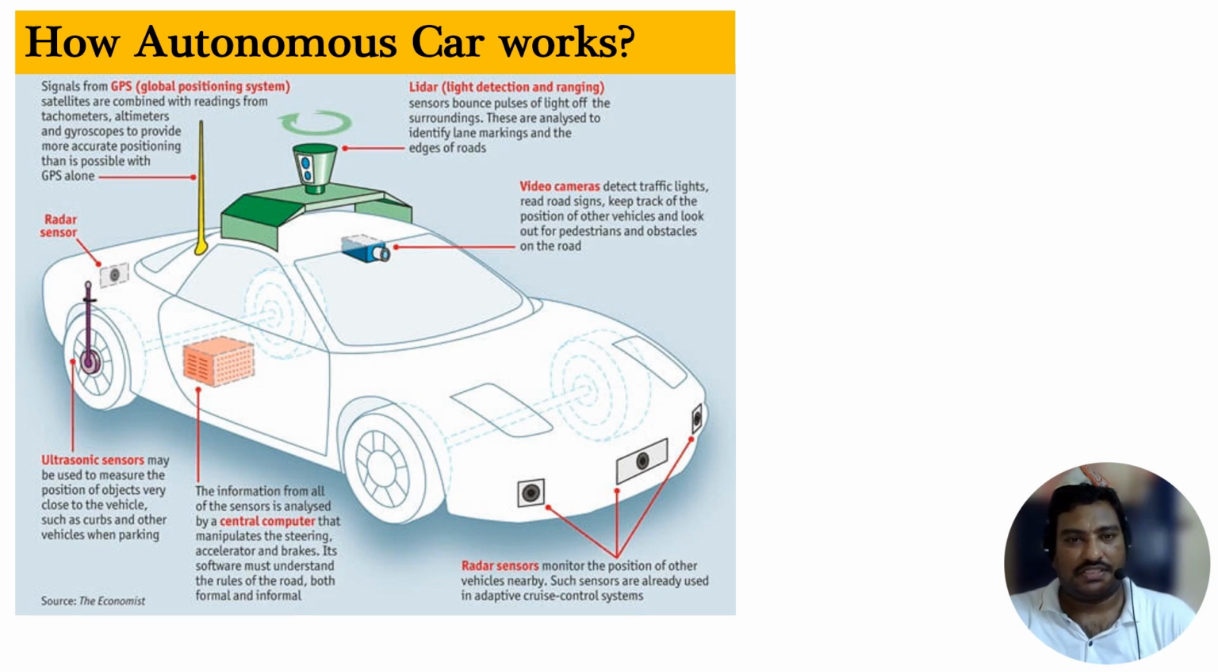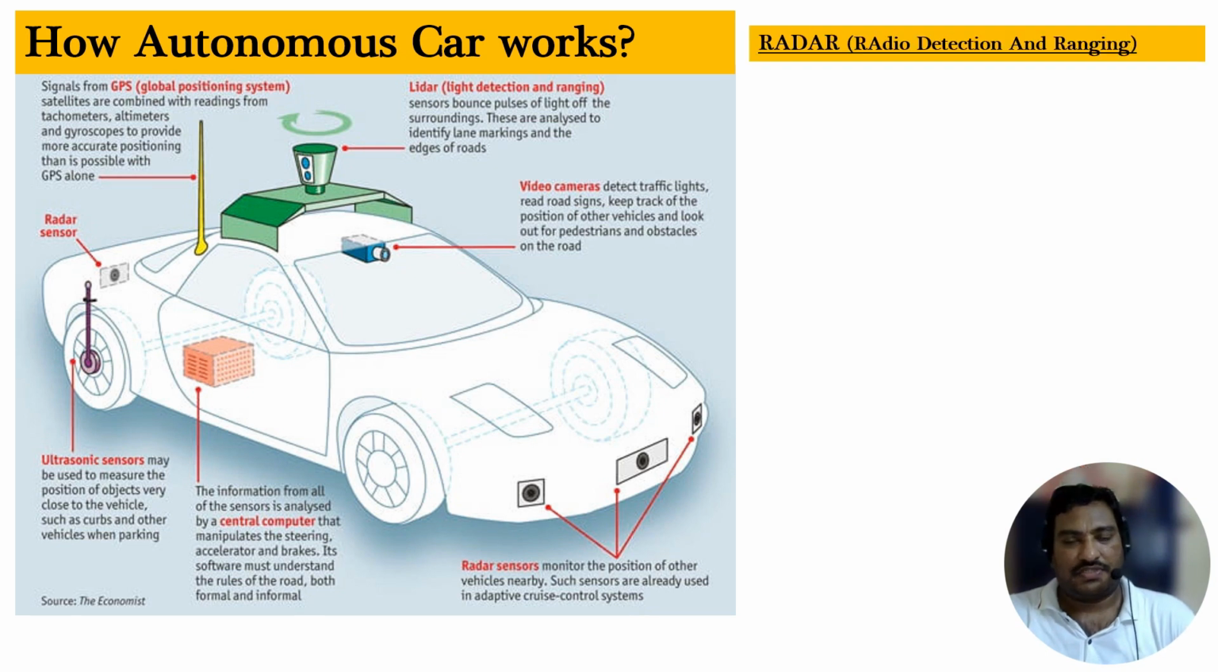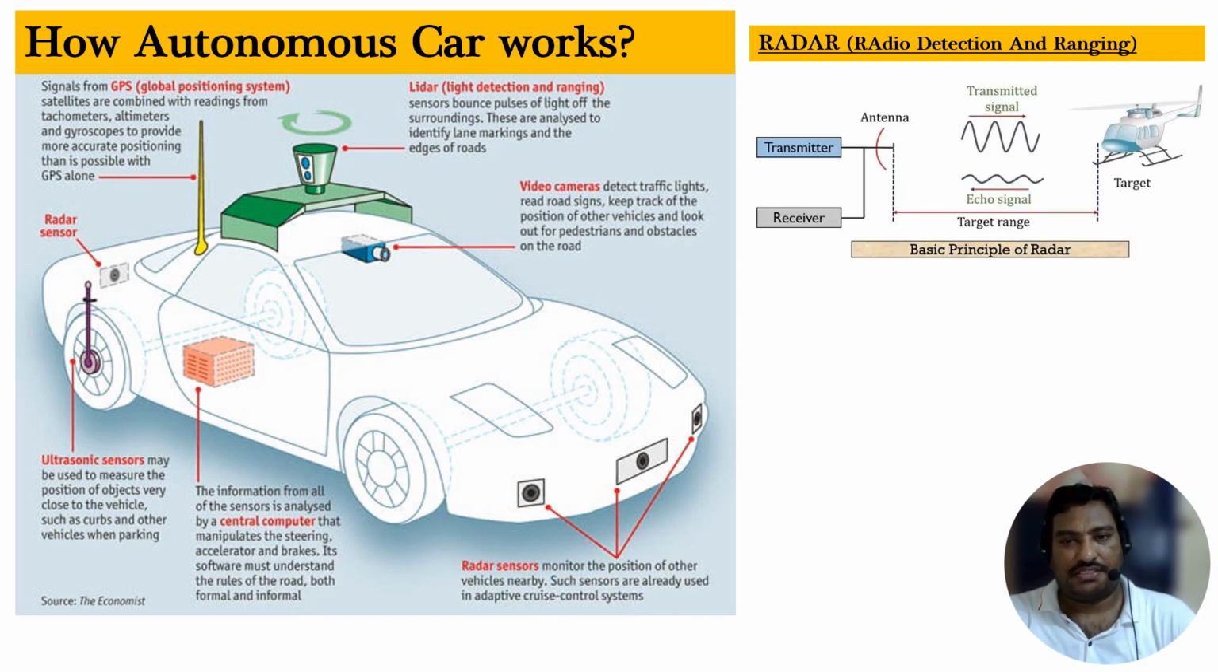Here you can see how the radar sensors collect the data and how they work. First of all, what do we mean by radar? Radar is nothing but radio detection and ranging. In this diagram you can see the basic principle of radar.